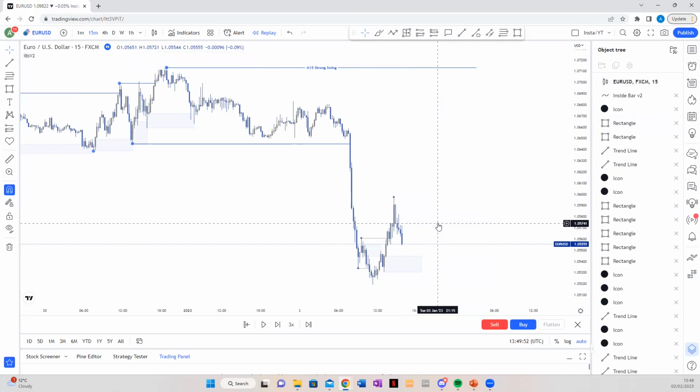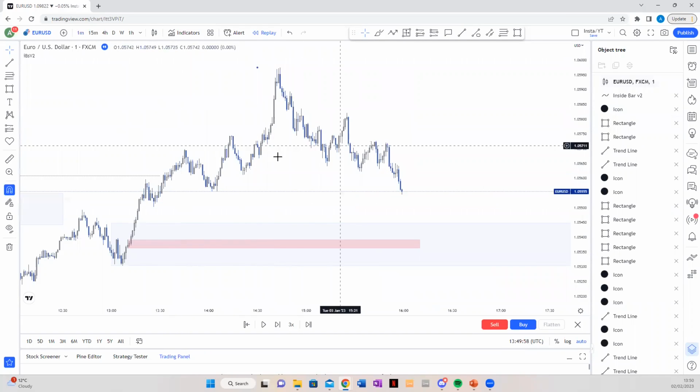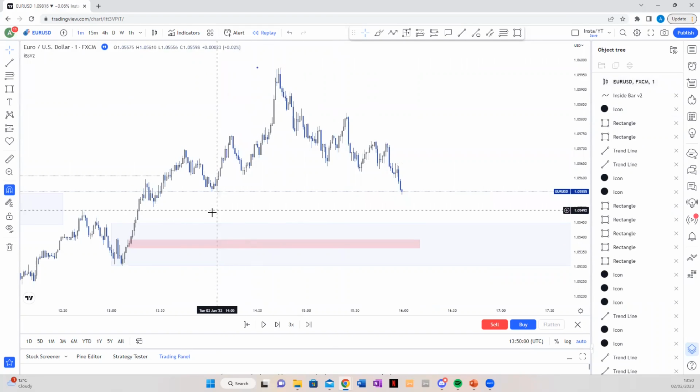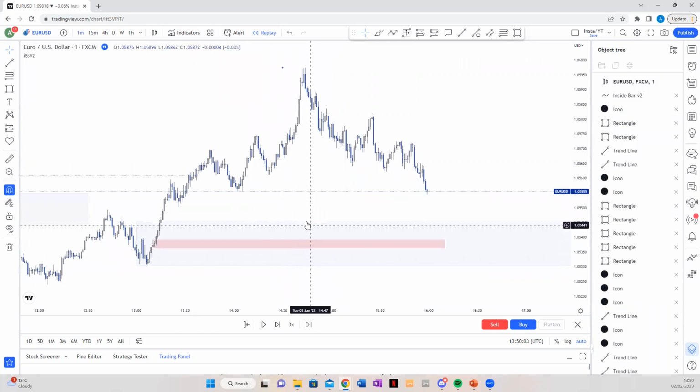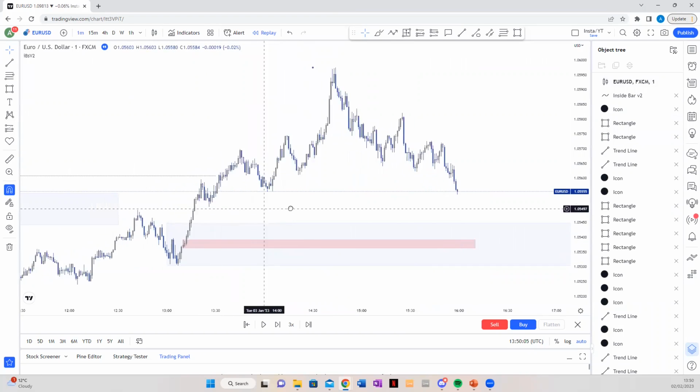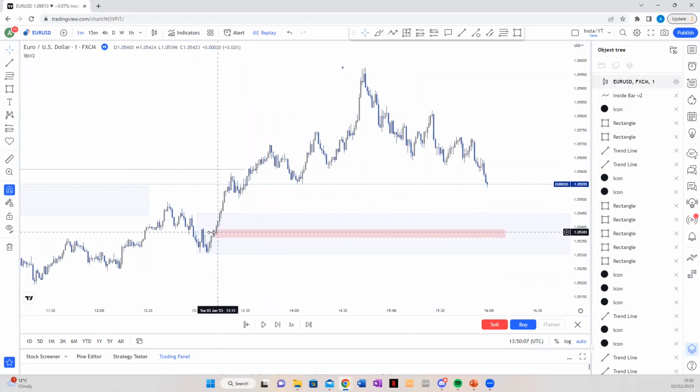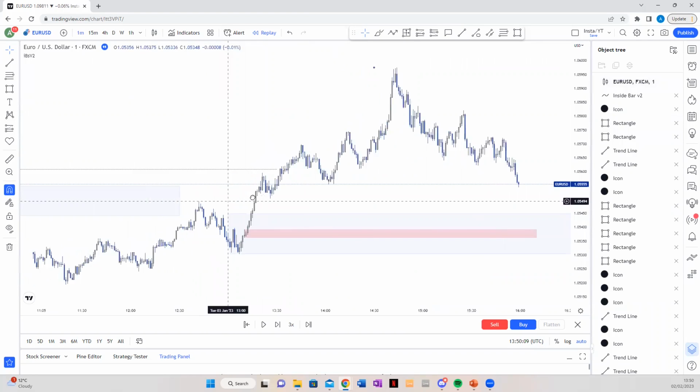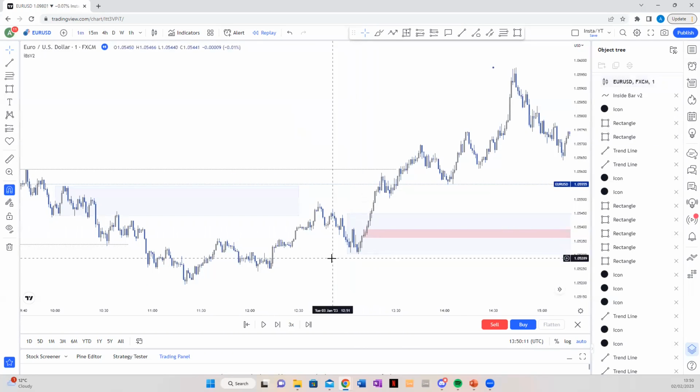So I would be going down to my M1. I would have my alert set and I'd be more than happy to look for my M1 entries. Now, as you can see, I've already marked this out, but I would be able to refine my M15 demand zone to my M1 demand. And I'm then happy to look for risk entries on this. And I'll just tell you why I've marked out this zone here.